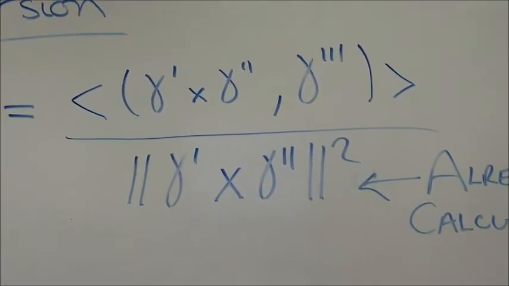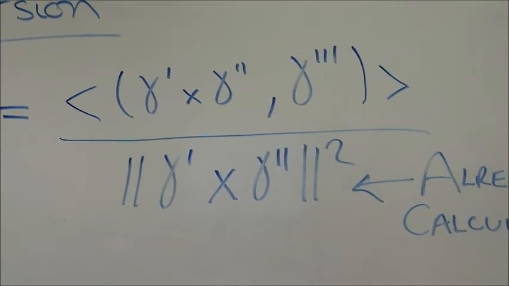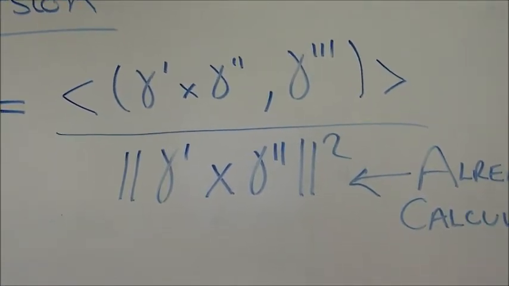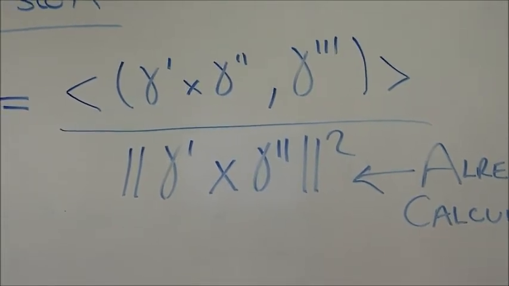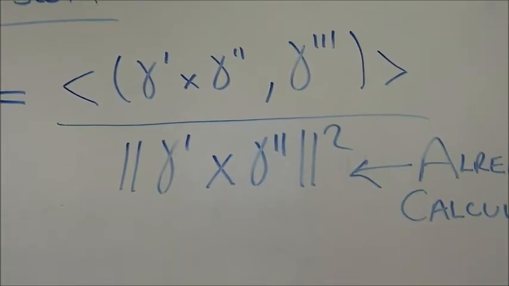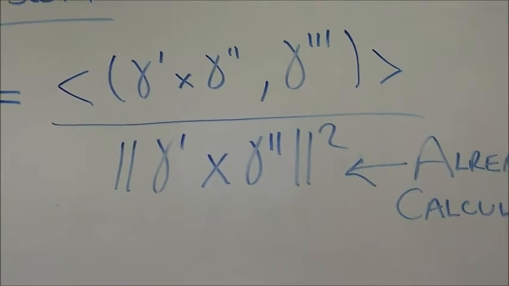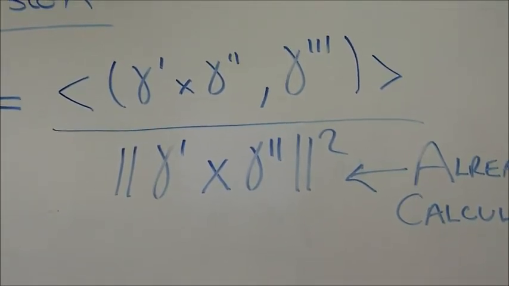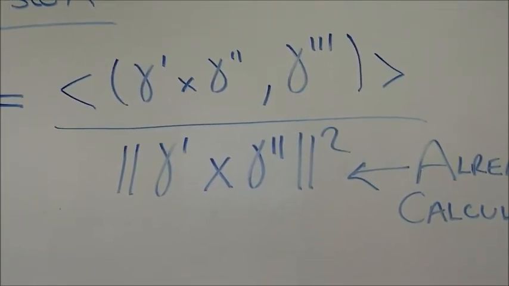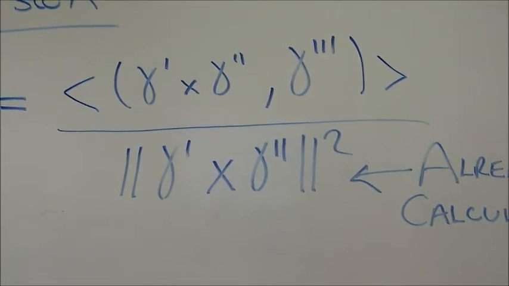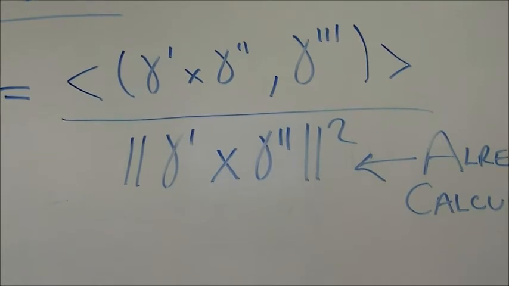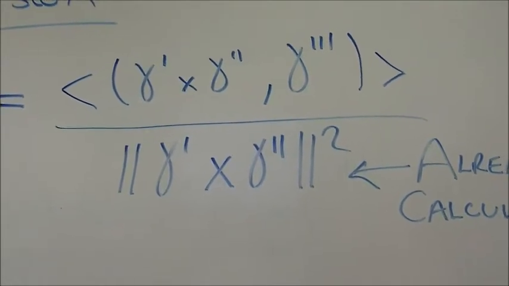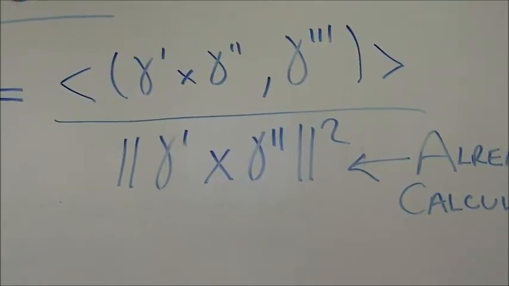Our formula for torsion equals the inner product of gamma prime cross gamma prime prime, which we used previously for the curvature, inner producted with gamma prime prime prime, which is the third derivative in respect of t for our space curve, divided by the norm of gamma prime cross gamma prime prime, which again we already calculated, so we need to square this on the bottom of our fraction to equal our torsion.